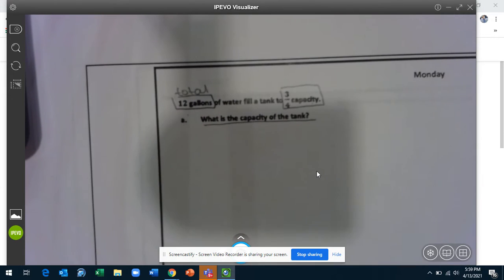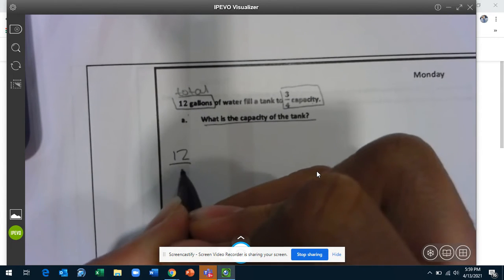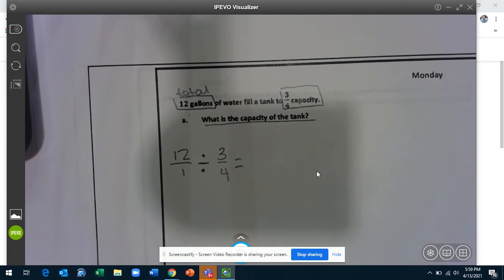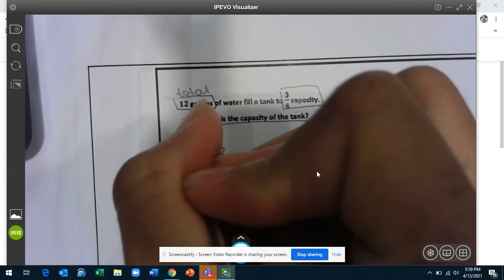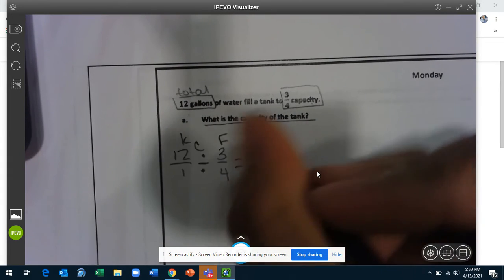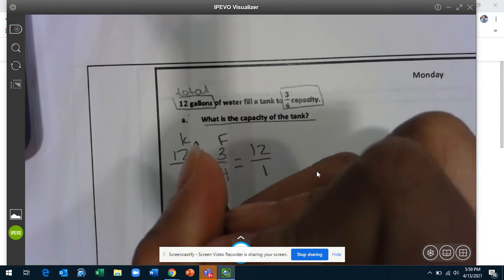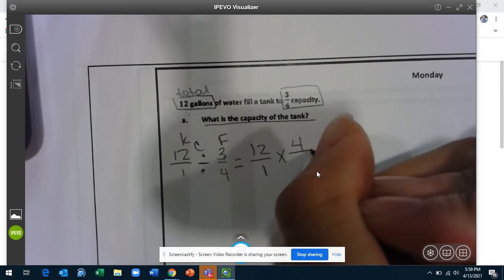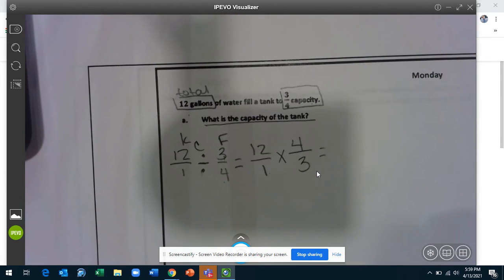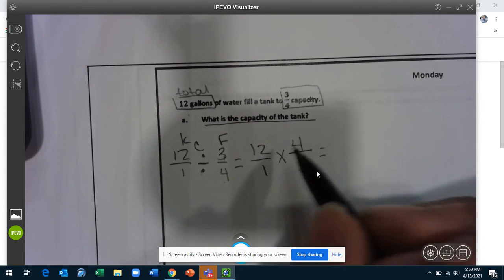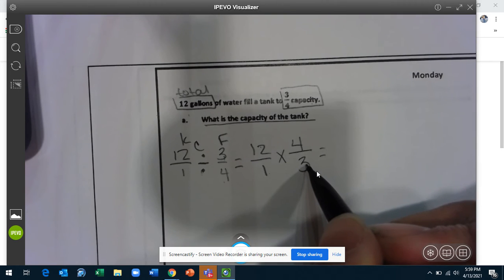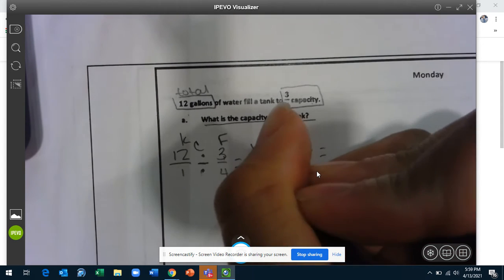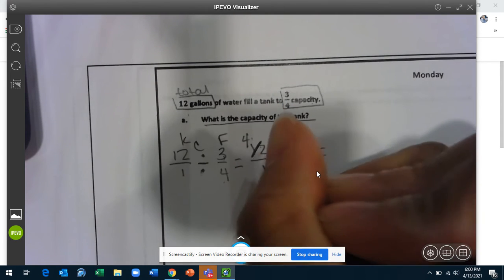So I simply want to write 12/1 divided by 3/4. My rule with dividing fractions is keep, change, flip. So I want to keep 12/1, change my sign from division to multiplication, and flip my fraction from 3/4 to 4/3. Now I just simply want to simplify. I'm looking at my A and my D. I see that they are factors of each other. My greatest common factor is 3. 3 goes into 3 one time. 3 goes into 12 four times because 3 times 4 gives me 12.